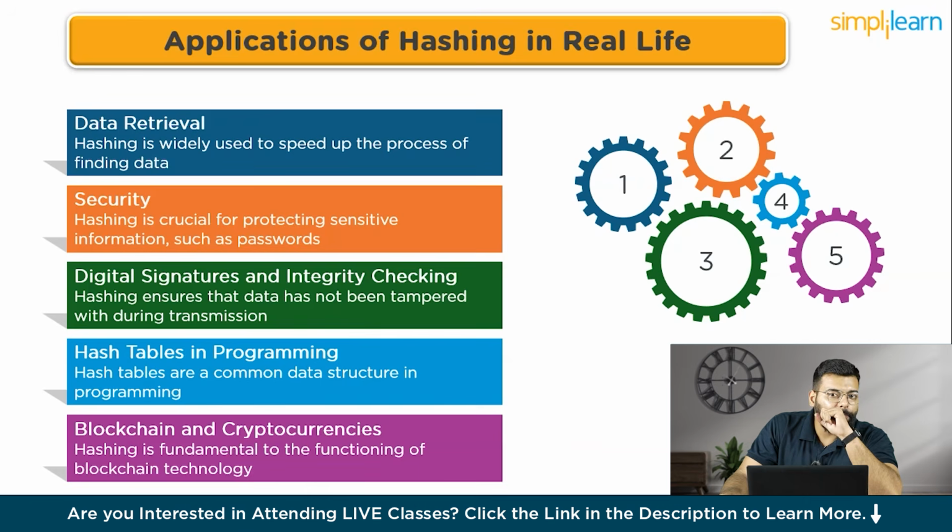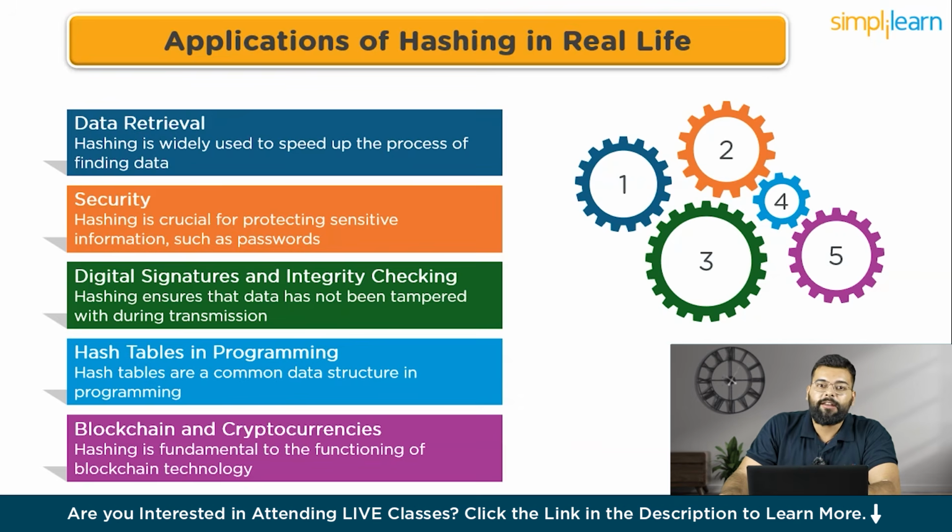Now coming to number four, that is hash tables in programming. Hash tables or hash maps are a common data structure in programming that uses hashing to quickly store and retrieve values. This is essential for databases, memory caching, and many algorithms. For example, suppose you are developing an application that needs to manage a large set of users. Using a hash table, you can quickly look up user details by hashing their user ID to find the corresponding data in memory, instead of searching through the entire list of users.